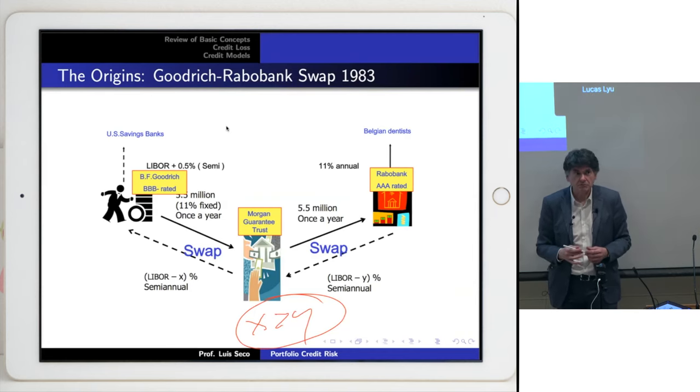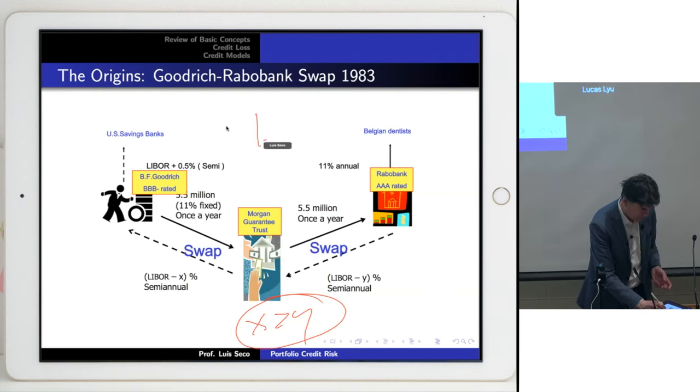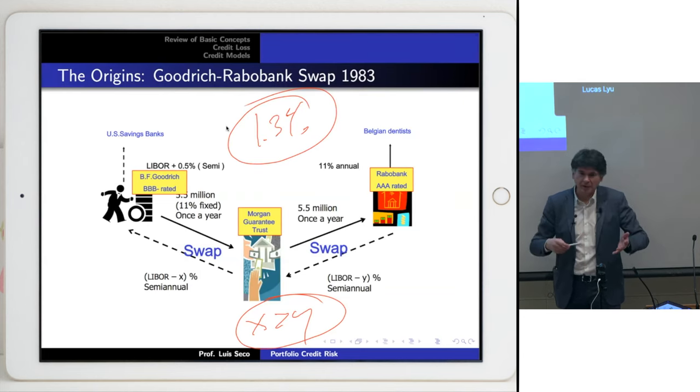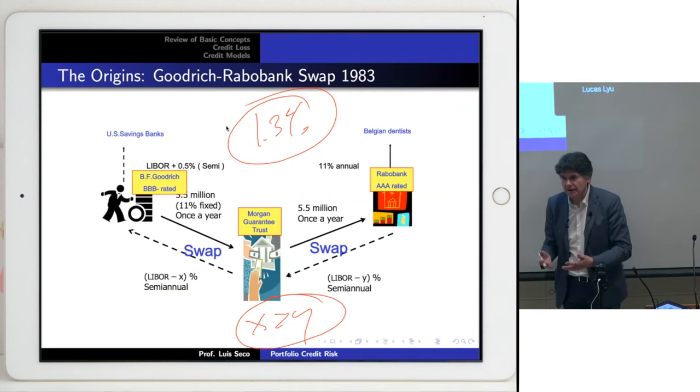Should it be 1%? We know we have 1.3% to spread amongst all three parties. Should you do it a third, a third, a third? Everybody gets 40 basis points, for example. Maybe that's a starting notion. We know Goodrich is very happy as long as this number is less than 1.3. So maybe Goodrich will pay more than 40 basis points for this. They can pay up to 100 basis points. So the pricing of this deal is the next step.